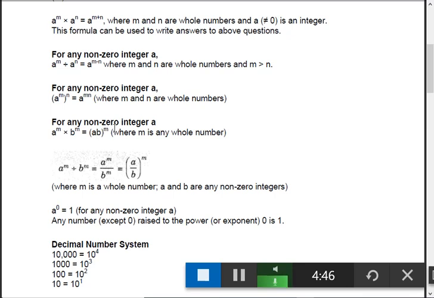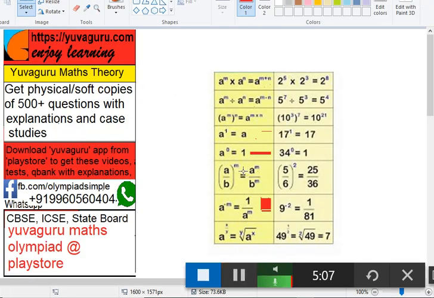Next, for any non-zero integer, a raised to m into b raised to m equals ab, the whole raised to m. Means a and b come together and it becomes the whole raised to m. Similarly, a raised to m divided by b raised to m equals a raised to m upon b raised to m. Divide means upon. Now you can combine it as a upon b, the whole raised to m, right? See this example, a upon b the whole raised to m equals a raised to m upon b raised to m.